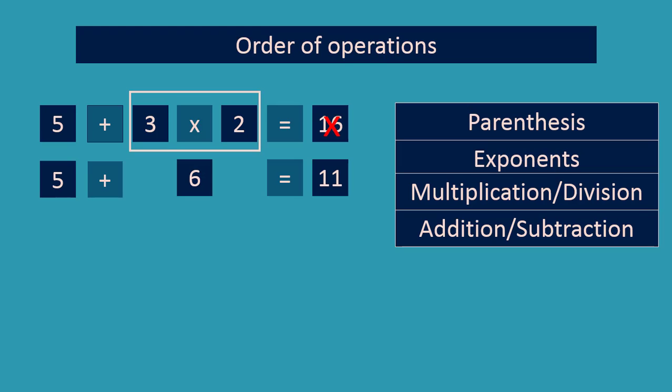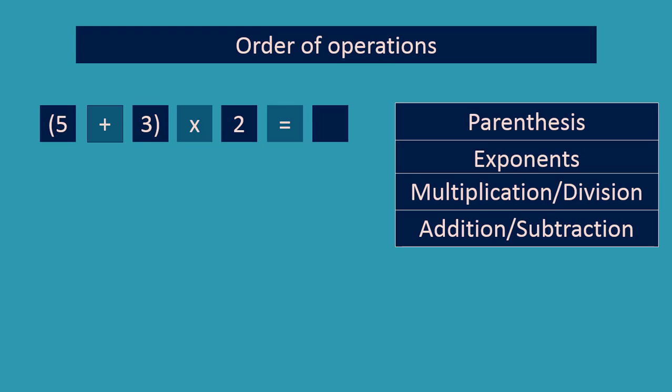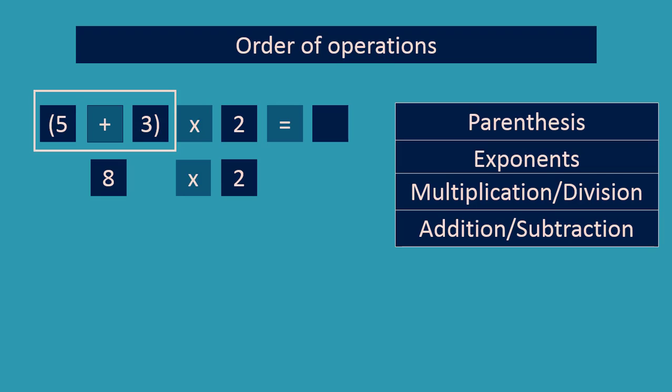If we want the sum to be solved first and then the multiplication, we can do it using parentheses. By placing some parentheses, it will first perform the sum of 5 plus 3, which results in 8, and then multiply it by 2, which results in 16.